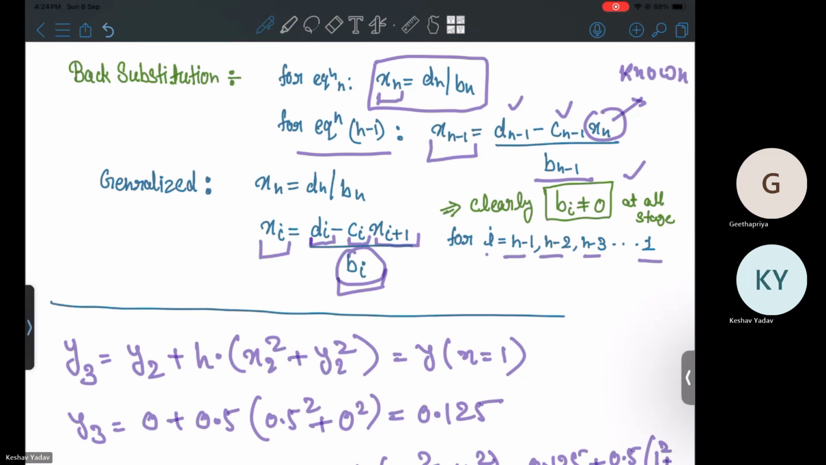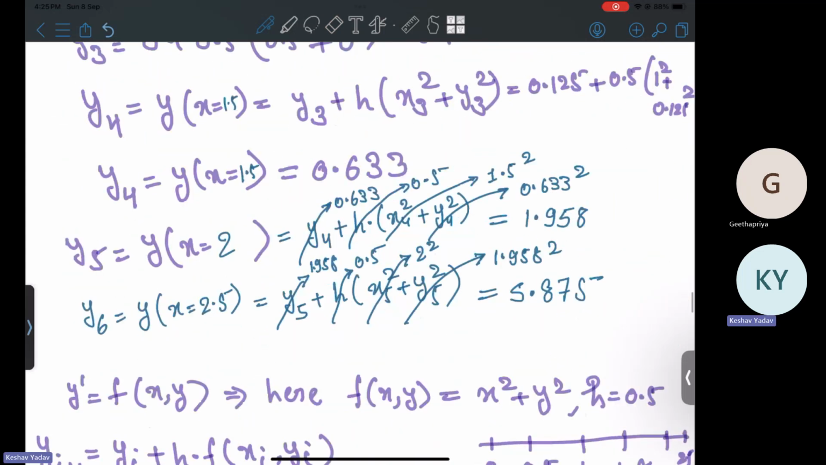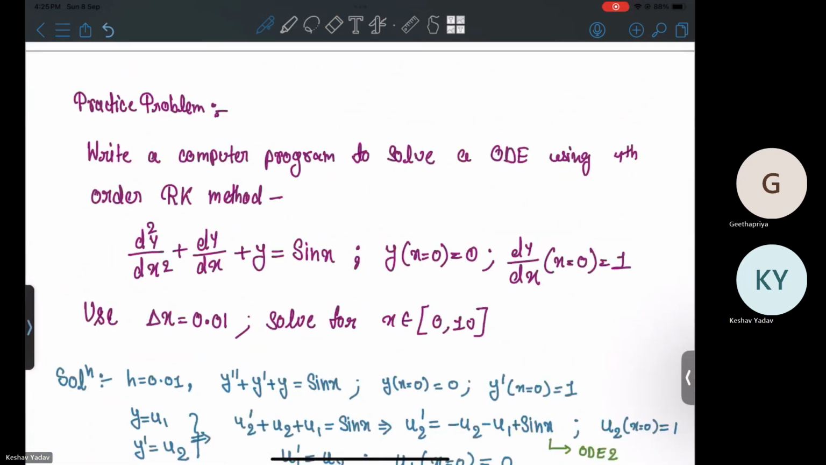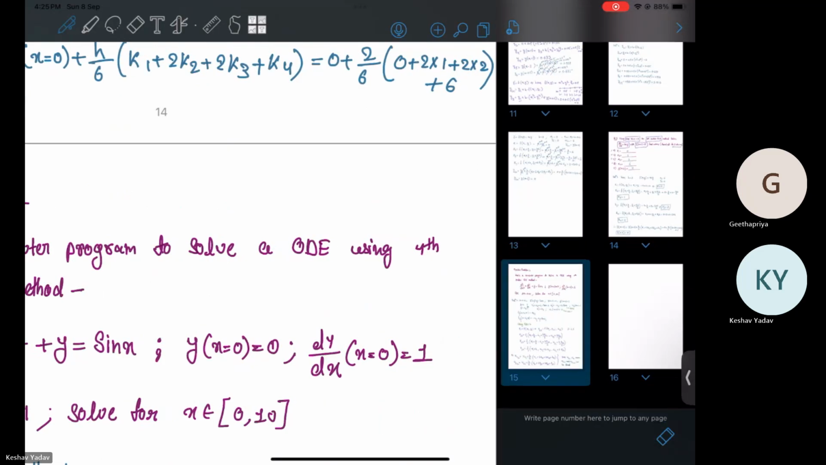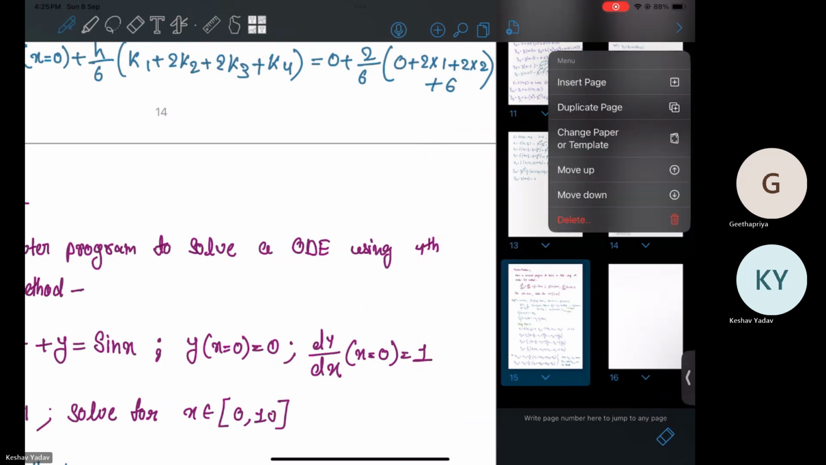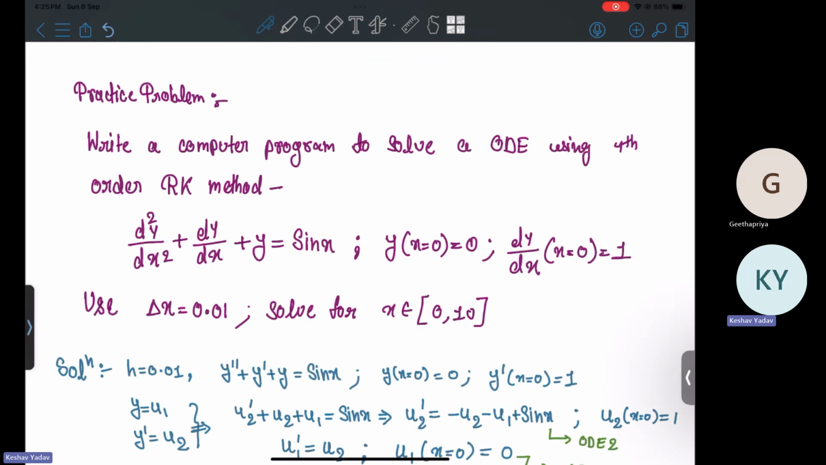This is what has been discussed in week 7. Now we will try to solve a practice problem. So this is my practice problem.